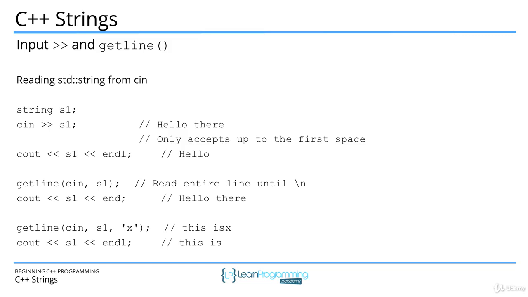The other variant of getline has another element in the parentheses. The first two are the same as before, the input stream and the C++ string variable name. The third is called the delimiter. This is the character that you want getline to stop reading input at. So as long as the user doesn't enter this character, everything will be stored in the string variable. Once the delimiter is seen, it's not included in the string variable and it's discarded. In the last example, I'm using a lowercase x as the delimiter. So if I type "this is x", then the string stored in S1 will be "this is", and the x is discarded.